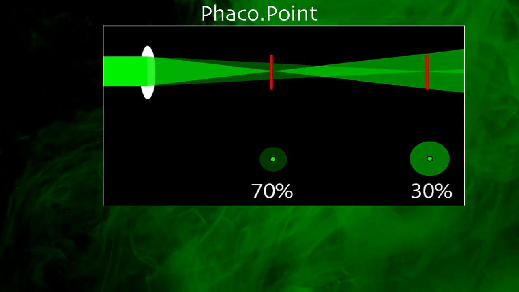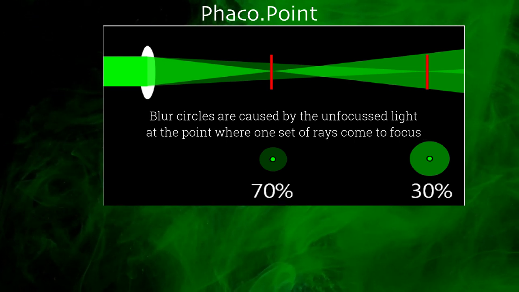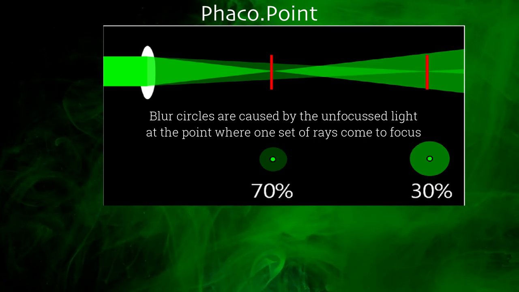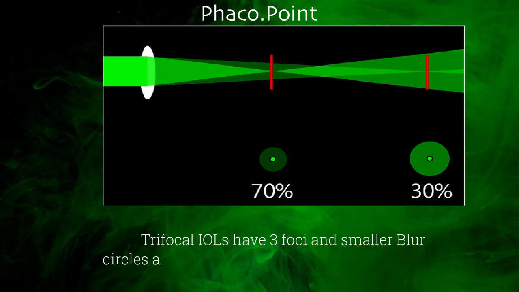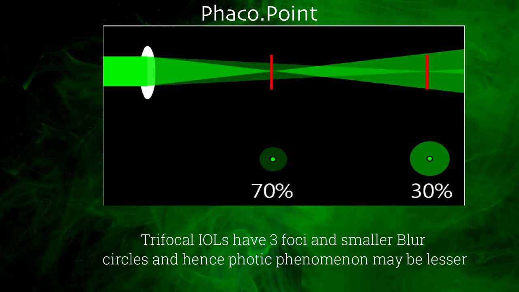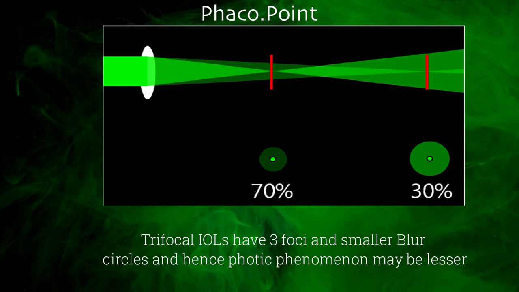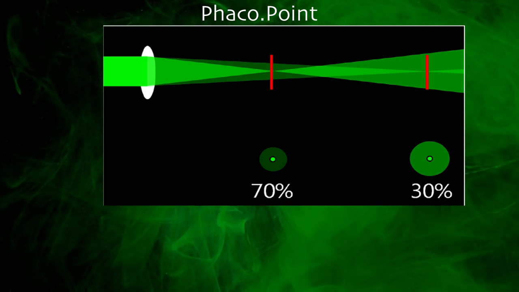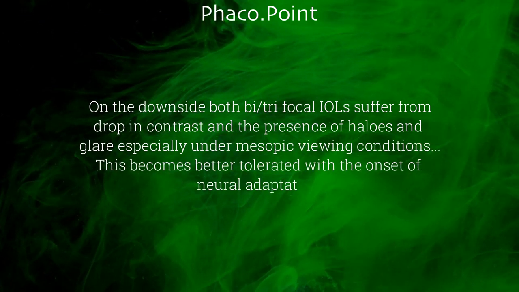In addition, when we have two principal points of focus, at each of these points there is a blur circle. And the size of the blur circle has been shown to be responsible for photic phenomena like halos and glare. In a trifocal lens, since there are three specific points of foci, the blur circles are also much smaller, which means the trifocals probably would have lesser incidence of halos and glare when compared to the bifocal diffractive design multifocal intraocular lenses.